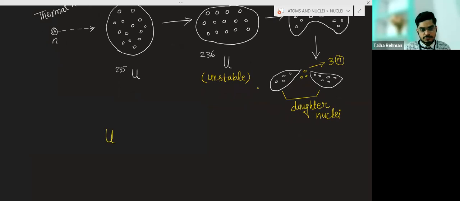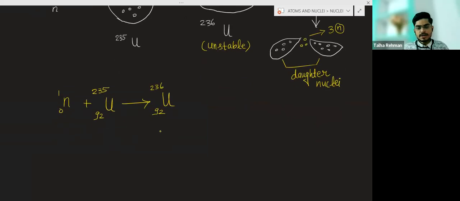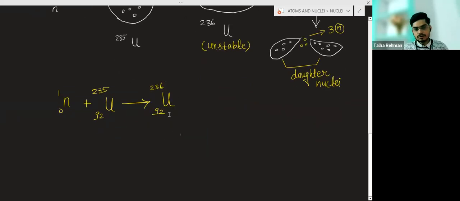Initially we have uranium-235 and we have given 1 neutron to it. And what we get? Uranium-236, and the atomic number of uranium is 92. So this we will get. And now this is unstable, so it will break into daughter nuclei.